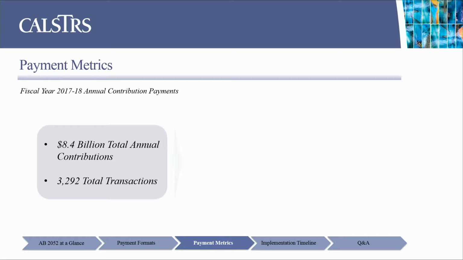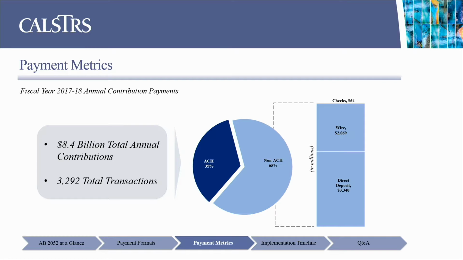Next slide. So just some quick metrics for you, just to give you the size and scope of what's going on in the Treasury unit. We collect about $8.4 billion in contributions, and that comes through in 3,300 transactions. So it's 3,300 different times we're touching and figuring out where this money is coming from and where it belongs.